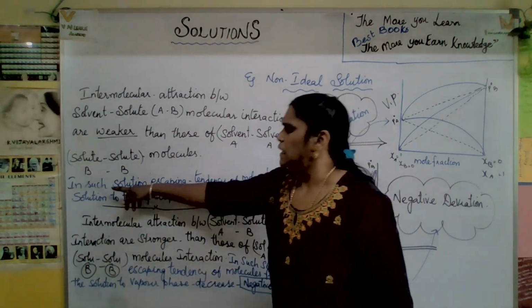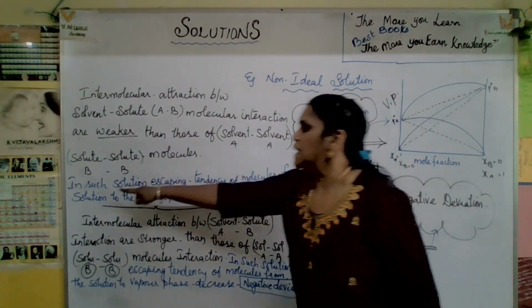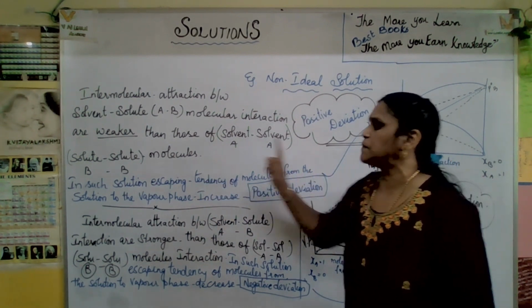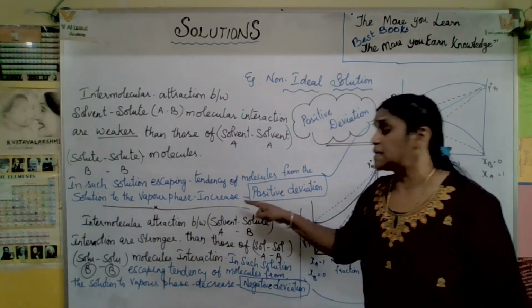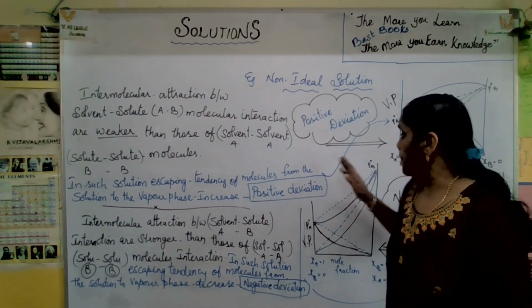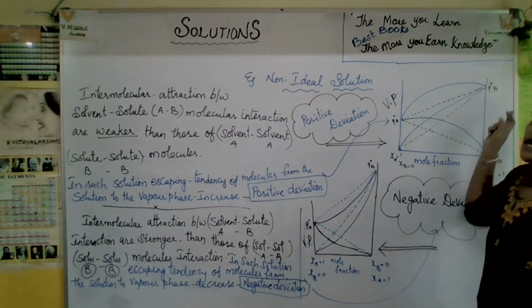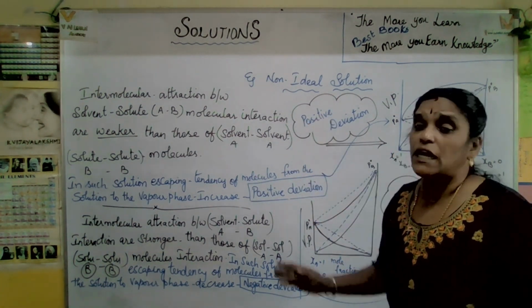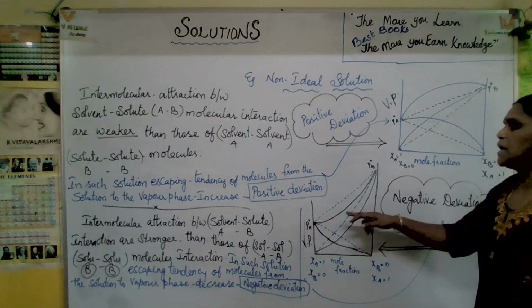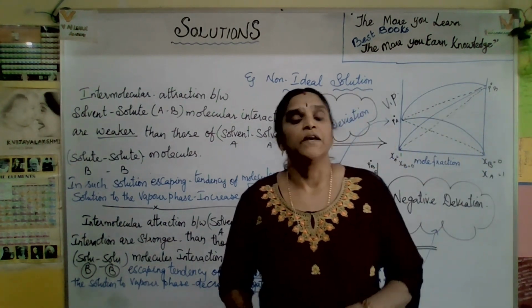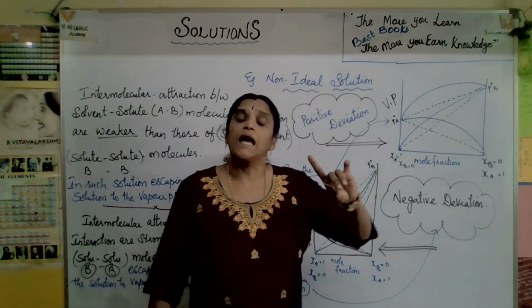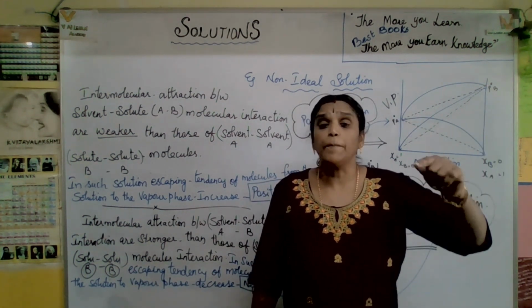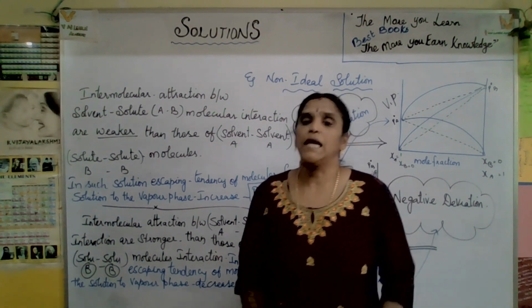The same way, I wanted to mention here, in such a solution the escaping tendency of molecules from the solution to the vapor phase increases. So if the vapor phase increases, that is positive deviation. If the vapor phase decreases, naturally it is a negative deviation. That's what I just mentioned here. Vapor pressure of the solution is higher, positive deviation. Vapor pressure of the solution is lower, negative deviation.